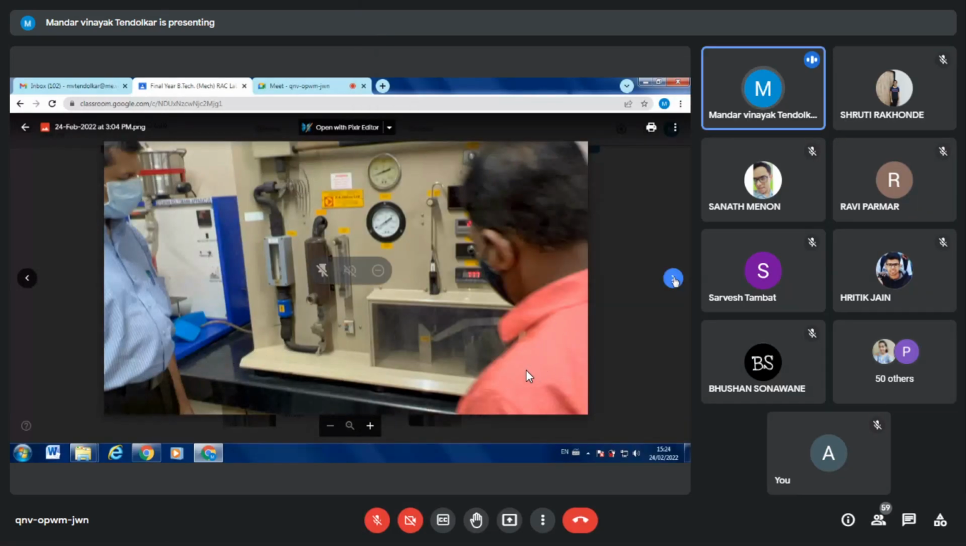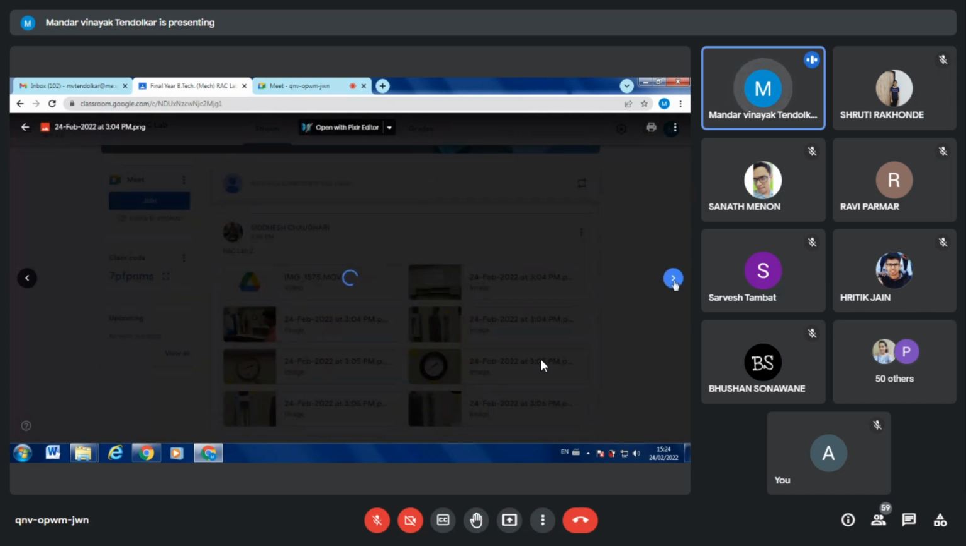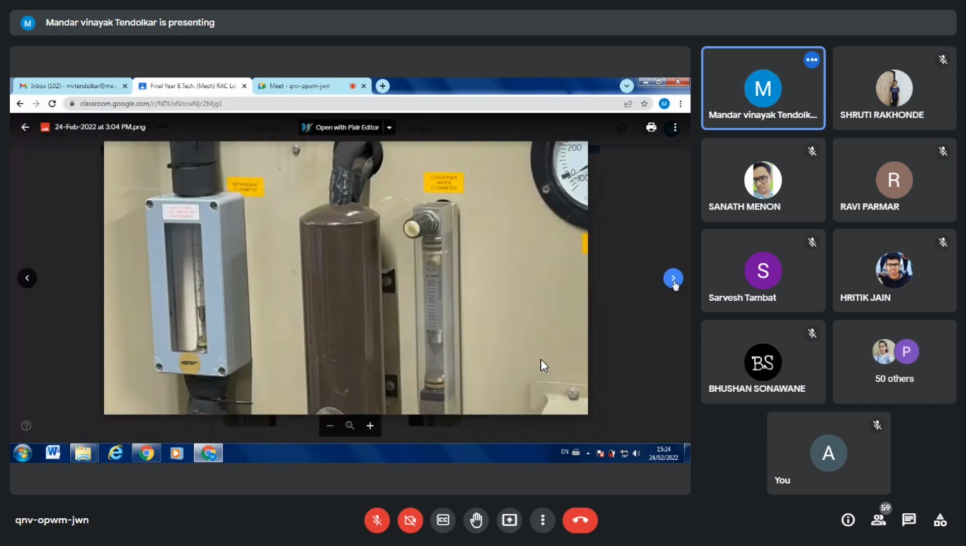Maybe here some 25, 26 degree, whatever temperature, and etc. Then the next photo. Yeah, this is the water cooled condenser. And this is the water flow meter. You can read it over here: 10, 20, 30, 40, 50. So this is in gram per minute or gram per second, whatever.